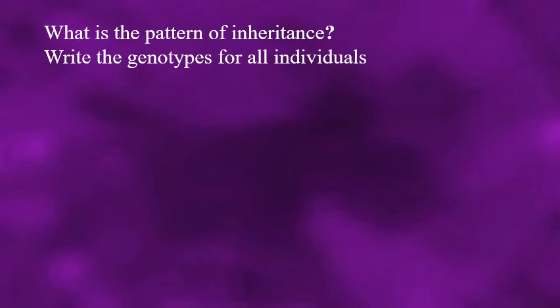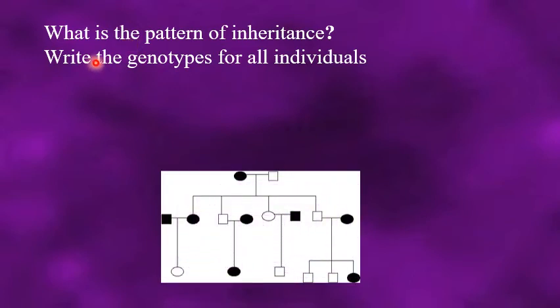Question: what is the pattern of inheritance? And write the genotypes for all individuals in this pedigree. At first, determine if the pedigree shows an autosomal or X-linked disease.